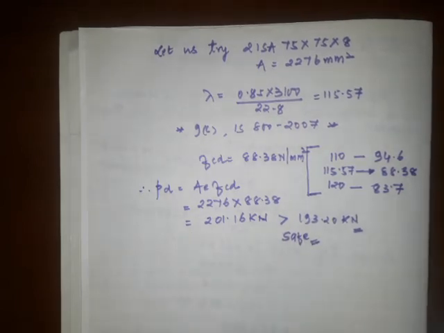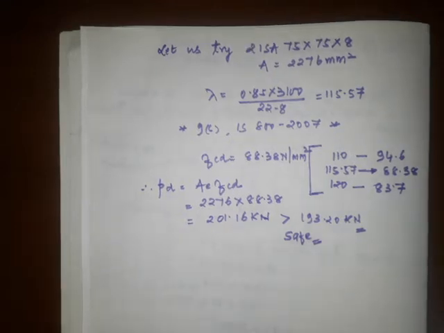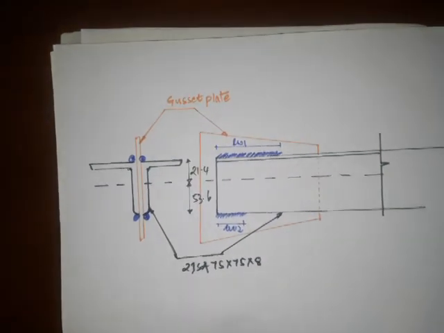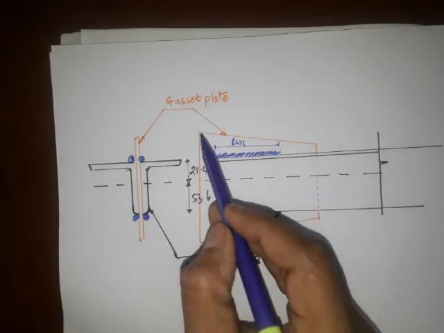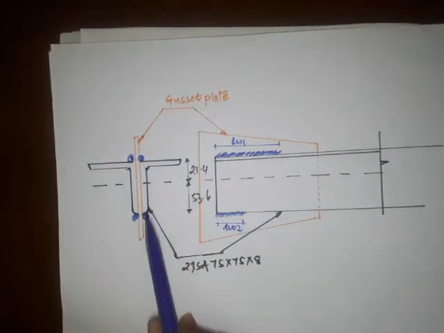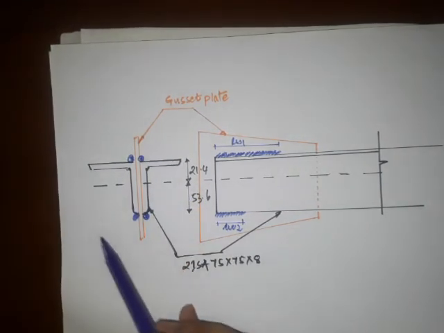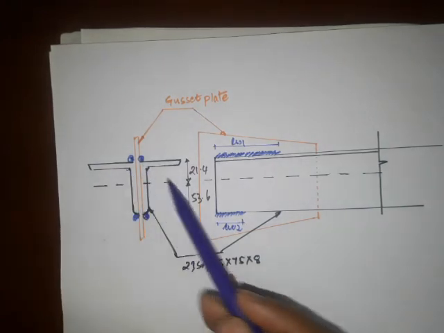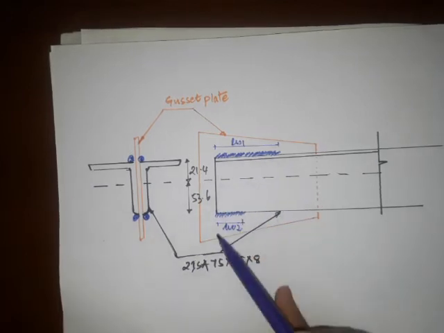Now next, what you have to do? You have to go for the design of connection. We have selected 2 ISA 75 by 75 by 8, which is connected to the gusset plate. This is the gusset plate and we have two angles back to back. Can you see here? This is the cross section. This is very important to understand. We have in between the gusset plate and two angle sections back to back connected by welding. What you can see in the blue color is the welding.